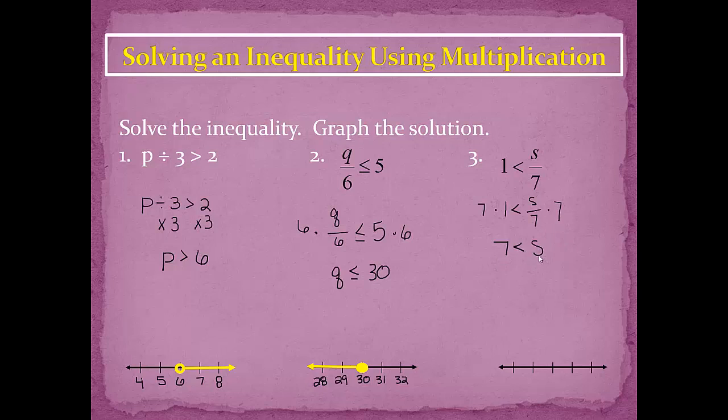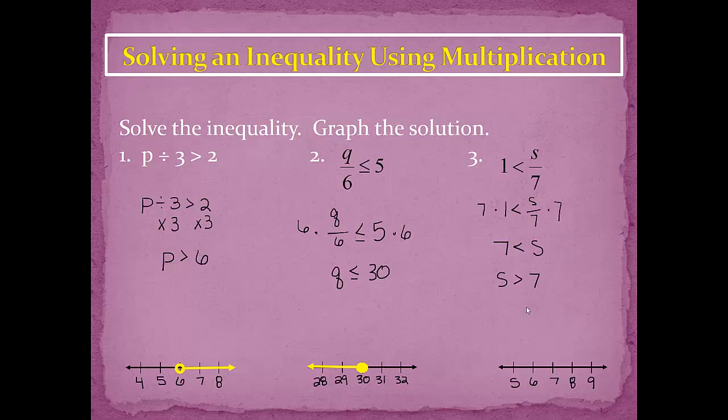I can rewrite this to put my variable first. So I would have s is greater than 7. Because if 7 is less than s, then s is greater than 7. Now I'll go ahead and fill out my number line. So I have 7, and to the right I'd have 8 and 9, and to the left I have 6 and 5.